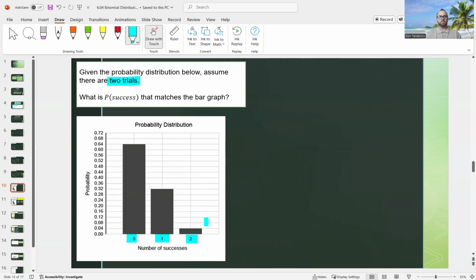So we don't really know what's going on here, right? But we do know there are successes and failures, right? 0 means failure. And they want to know the probability of success that matches this bar graph. If the answer comes to you too quickly and easily, I'm going to tell you in a moment the most common mistake. But give it a try first.